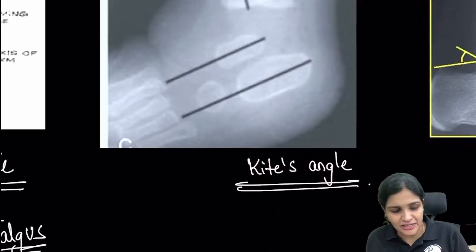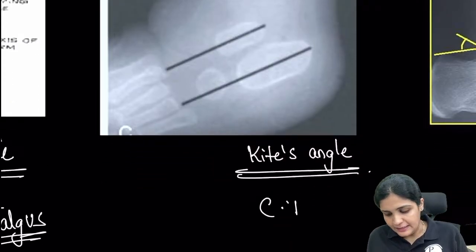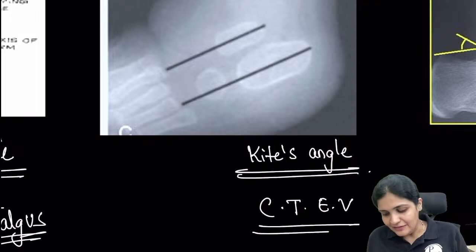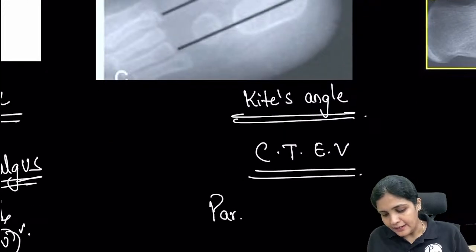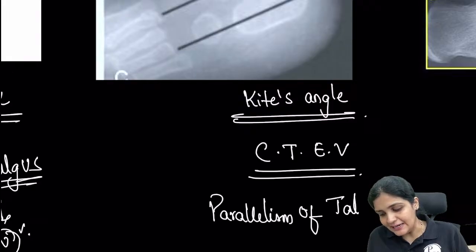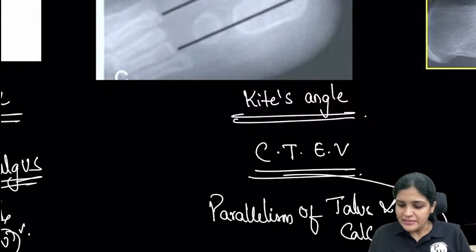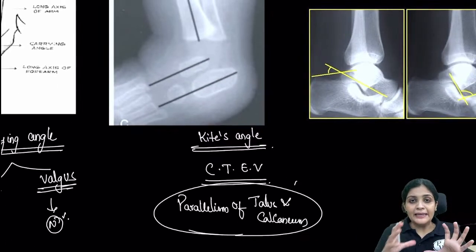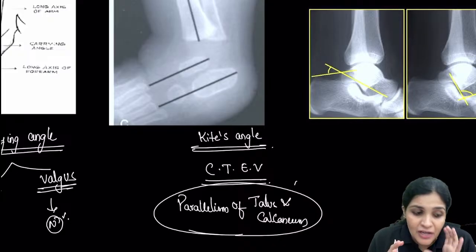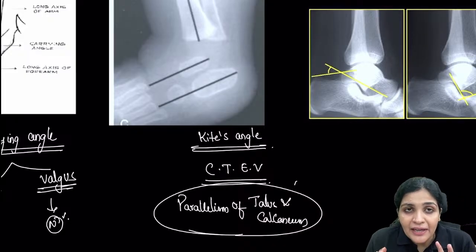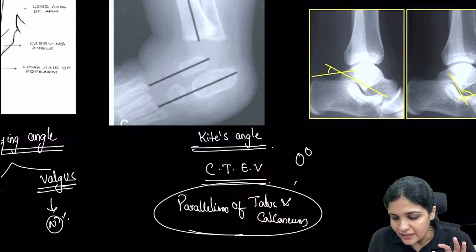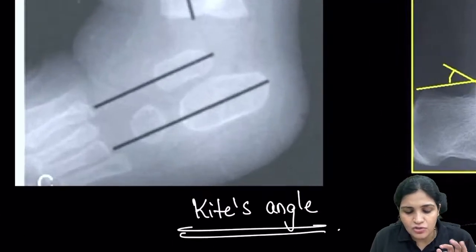Yeah, Ite's angle. Where do you see this? CTEV. Yes, CTEV. What is Ite's angle? It is nothing but the parallelism of talus and calcaneum. So in CTEV, what happens? There is a problem in the foot bones, right? These bones are arranged in such a way that usually there is an angle of 10 to 15 degrees, the tibiocalcaneal angle. So this angle now becomes 0 degrees. That means they both become parallel. So this is called Ite's angle.